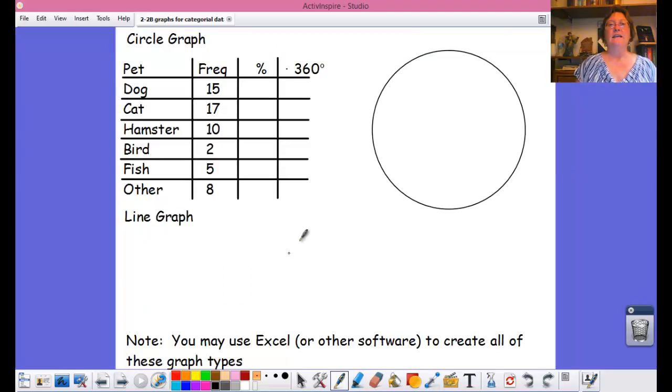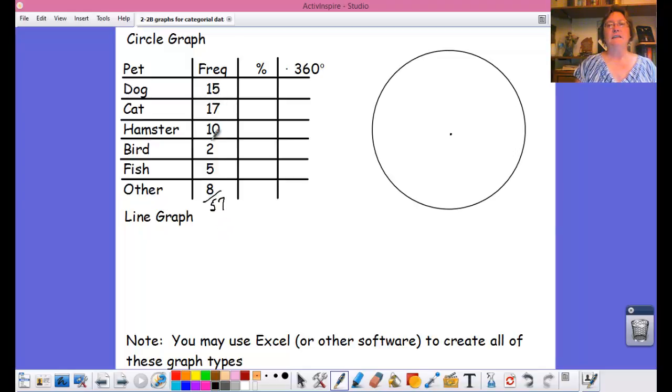The next type of graph that I'd like us to focus on is the pie chart, or circle graph they are called. We are going to create a circle graph today. So I'm going to have you center in or mark the center of your circle. In order for us to do a pie chart, we have to know the percentage of data that falls into each category. I totaled up the frequency here, and we had 57 households represented.